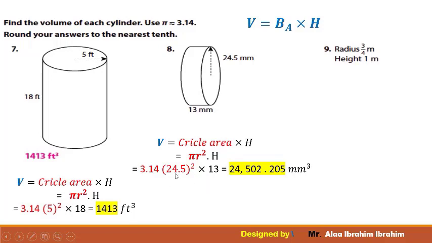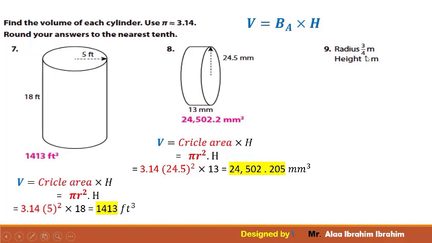I change my radius to 4.5. I apply power 2, multiply by height, multiply everything here, and it gives me this result. But I have to round it to the nearest tenth. This is 0, this is my tenth. The next digit is 0, so it will still be 2. This is my result, because 0.